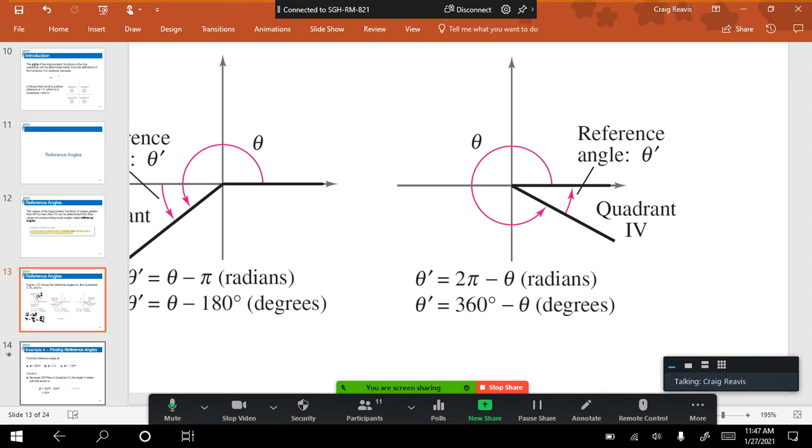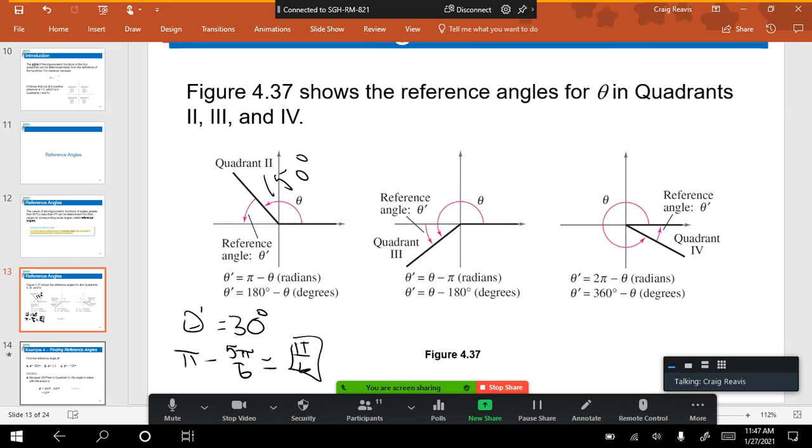Then for quadrant 4, this is an angle that goes all the way around. Notice the reference angle is what's left before you get to 360. So to find the reference angle in quadrant 4, you subtract it from 360, or 2 pi. So quadrant 2, we say 180 or pi minus the angle. Quadrant 3, we say the angle minus 180 or pi. And then for quadrant 4, you subtract it from 360 or 2 pi.